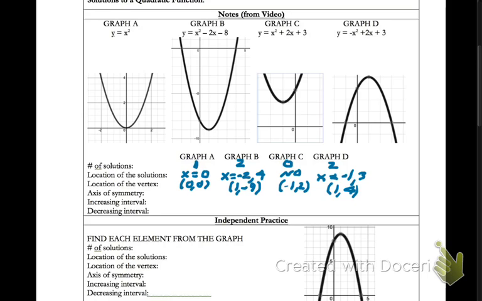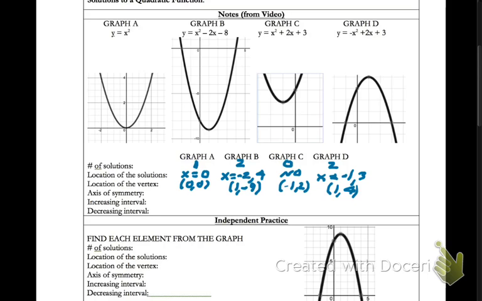Now the axis of symmetry is this imaginary line that goes through the vertex, and I'll draw all 4 of them in. That's the line of symmetry, or as we called it, the axis of symmetry. Now this line is an x equals line. Every point on that dotted line has an x equals for the equation.